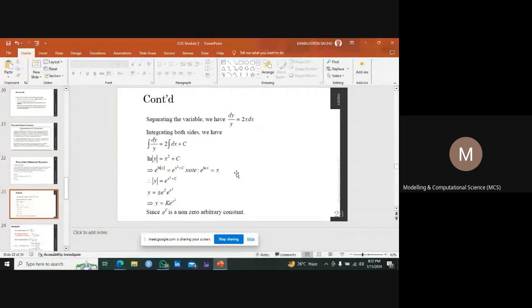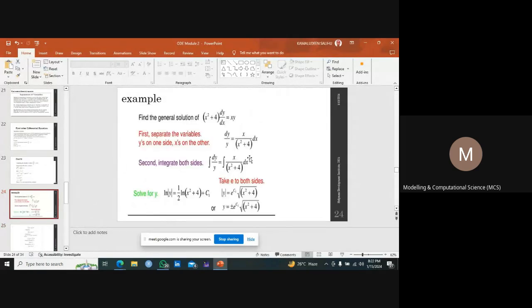And as you know, in mathematics, you start from simple to complex. So let's go to the second problem to see what will happen. So this was a problem. We have: find the general solution to (x squared plus 4) dy/dx equals xy. This is a mix-up of interactions of variables. So how can we separate the variables?